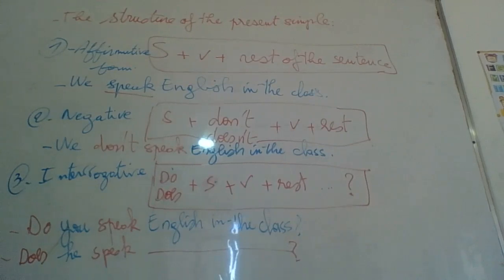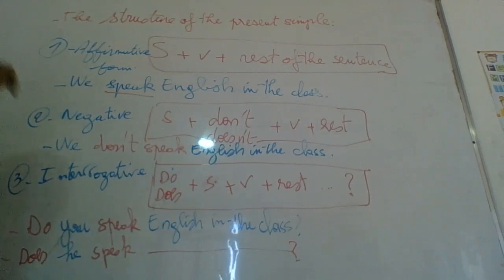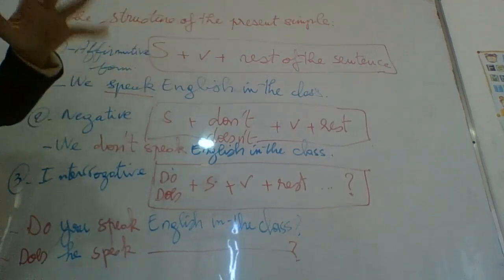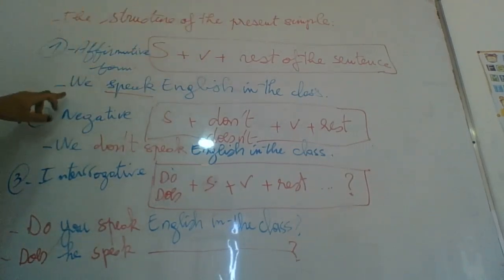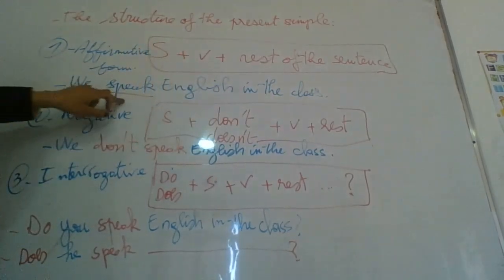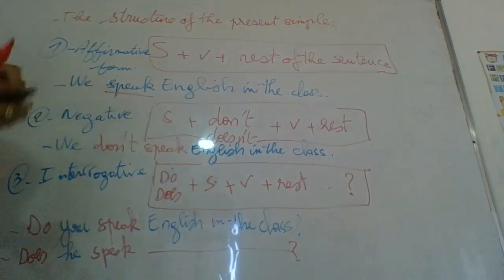Now let's move on to the structure of the present simple. We have the first one, which is the affirmative form. What does it mean, the affirmative form? It means that we have the subject plus verb plus the rest of the sentence, okay? For example, we speak English in the class. We speak English. Here I have the subject, the verb.